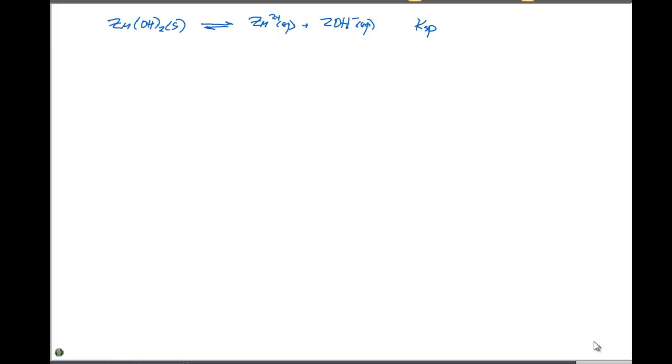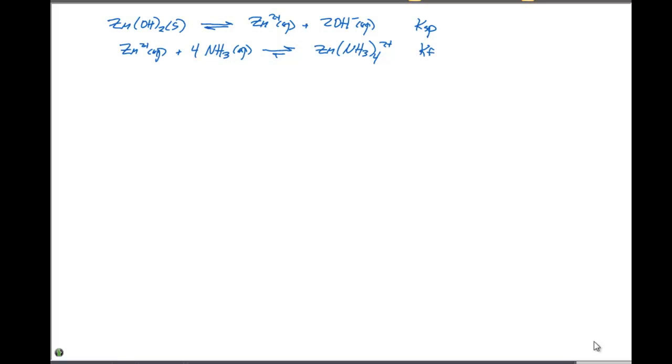We can also look at the Kf table, and zinc is one of those cations that will form a complex ion with many, many different ligands. One of the entries in that table is zinc 2+ in aqueous solution plus 4 equivalents of NH3, which is in equilibrium with Zn(NH3)4 2+. And we are going to have a Kf value for this particular equilibrium.